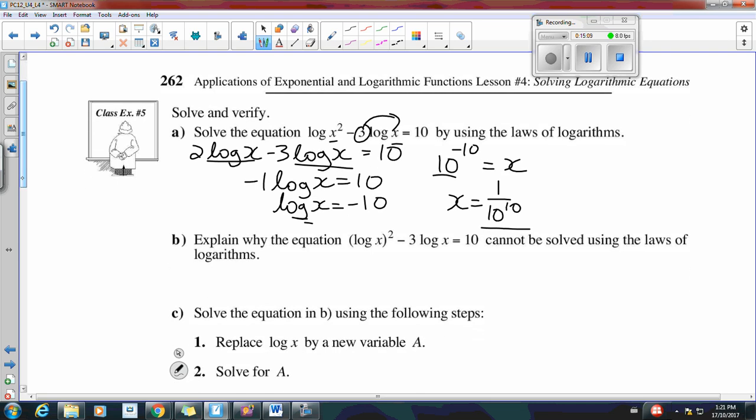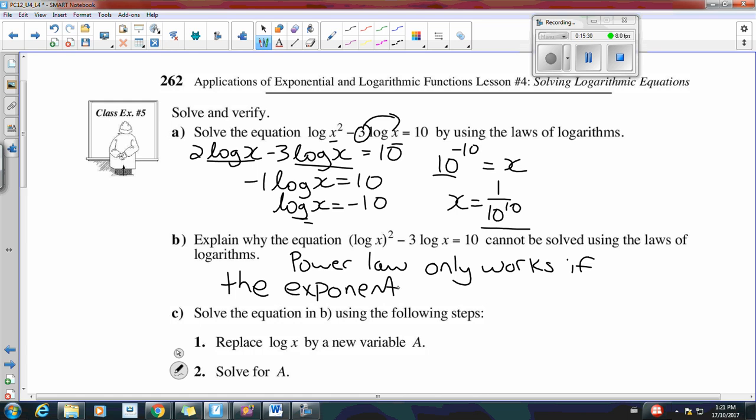Now, why would the same process not work for this next question? This question looks very similar. The difference is our power law only works if the exponent is on the argument only. And here our exponent is on the whole logarithmic expression, not just the argument of the logarithm. So we need to come up with a different method to solve this.